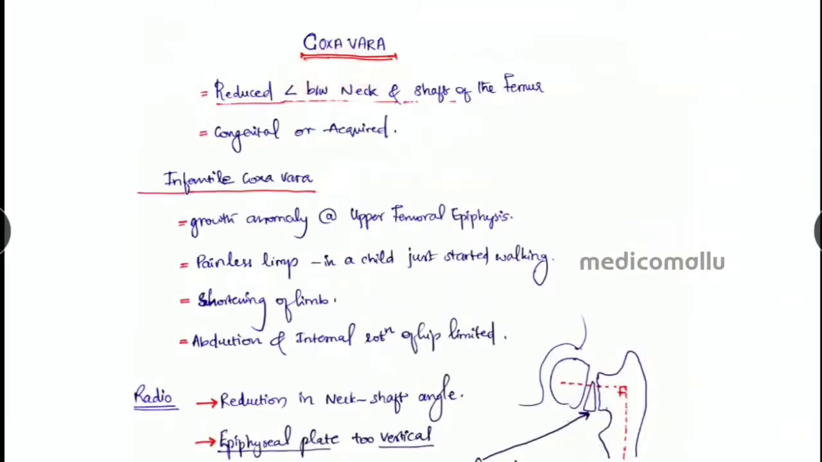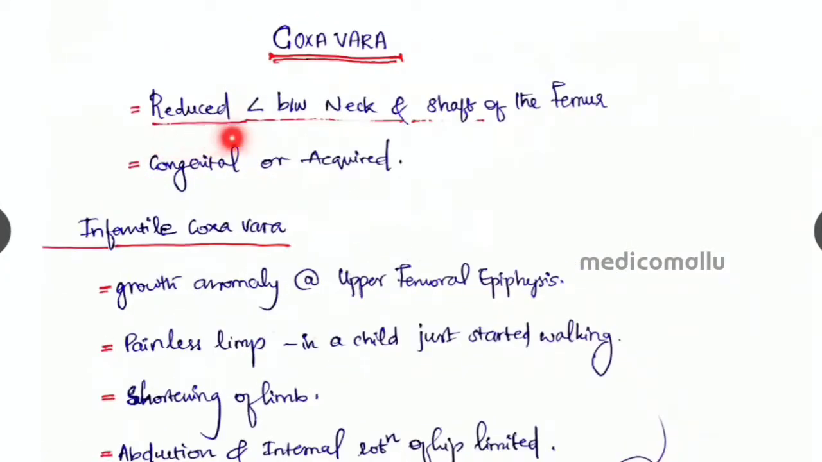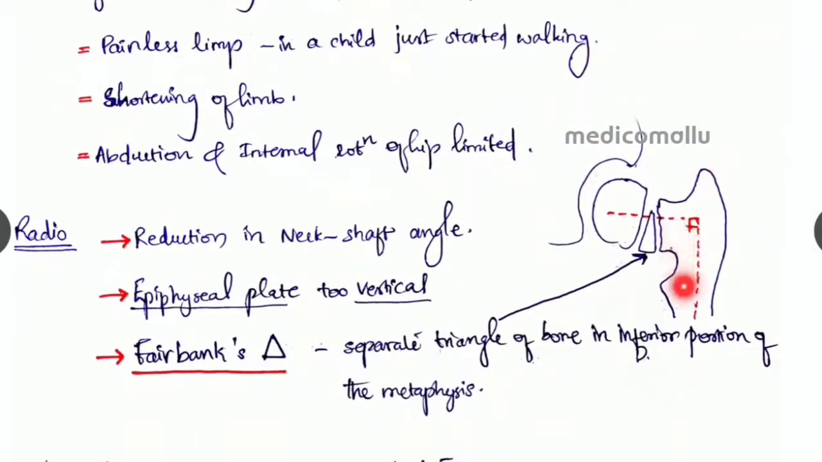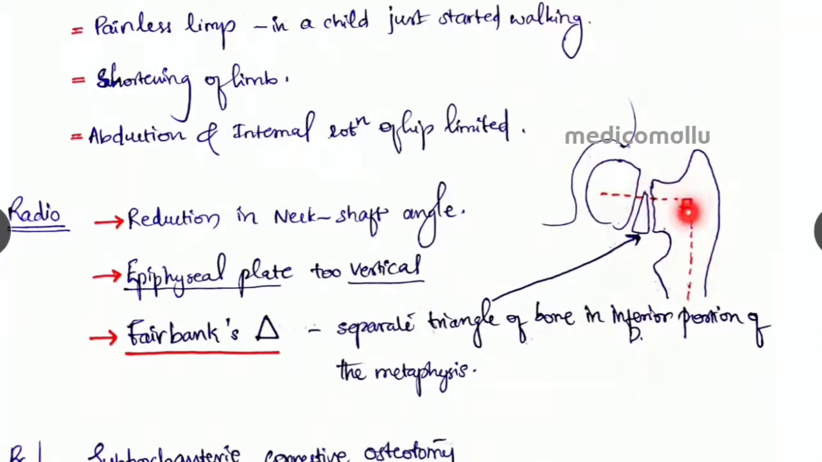Another small topic is coxa vara. What is that? That is a reduced angle between the neck and the shaft of the femur. It is either congenital or acquired. This is the diagram or the figure. The bone appears like this. Usually this angle is more than 90 degrees. Now the angle is reduced between the shaft and the neck of the femur.